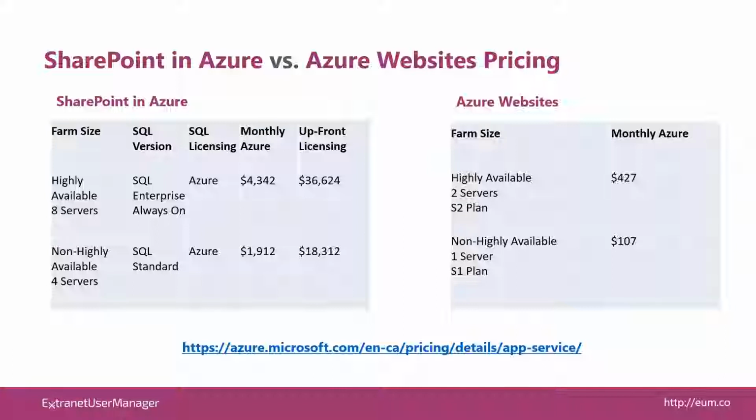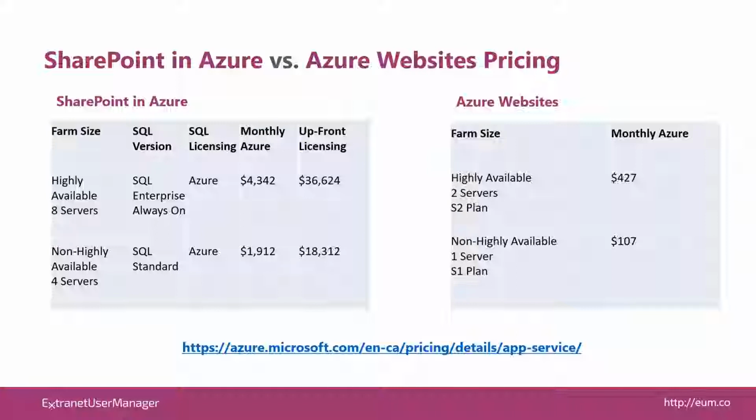I'm actually going to show you our Envision IT and Extranet user manager websites. They're built this way as well. We're running them just on a single S2 plan right now. We don't have high availability turned on there. We launched the Extranet user manager site back in, I think it was June or July, so it's been running for about 4 months now. We've had 0% downtime over that 4 months.